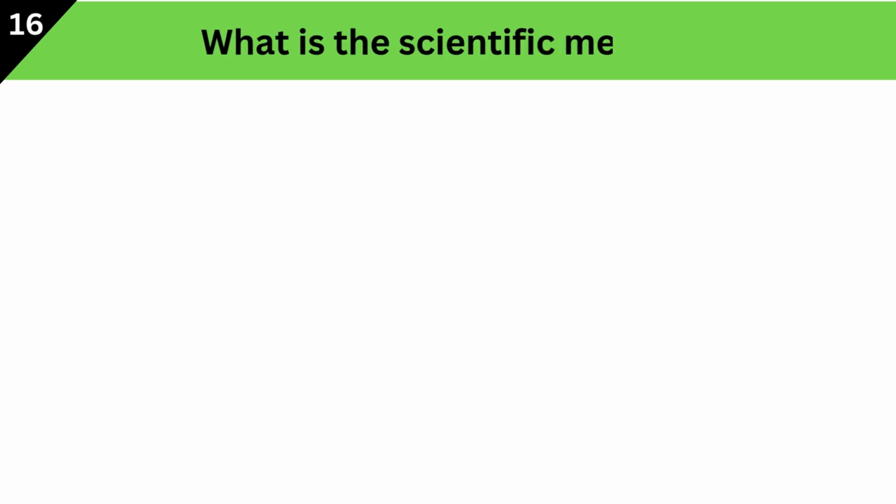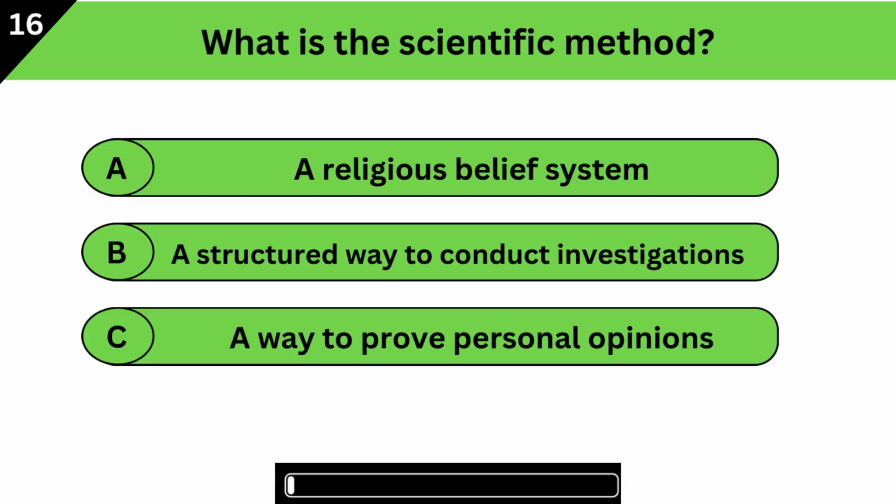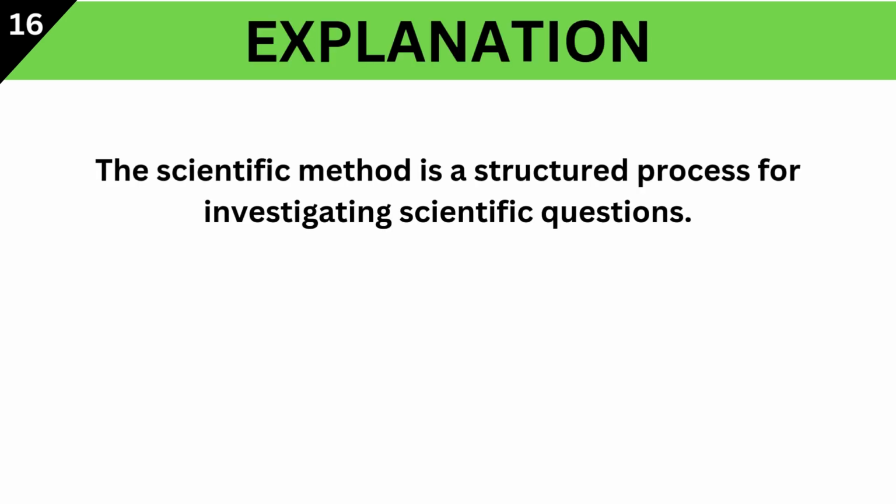What is the scientific method? Option A, a religious belief system. Option B, a structured way to conduct investigations. Option C, a way to prove personal opinions. Correct answer. Explanation. The scientific method is a structured process for investigating scientific questions.